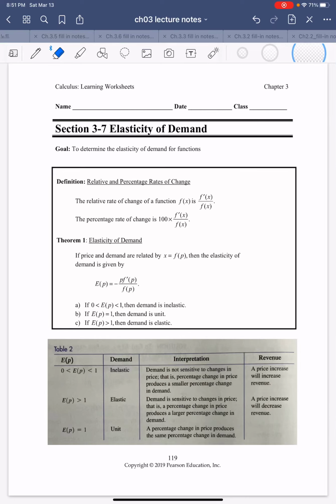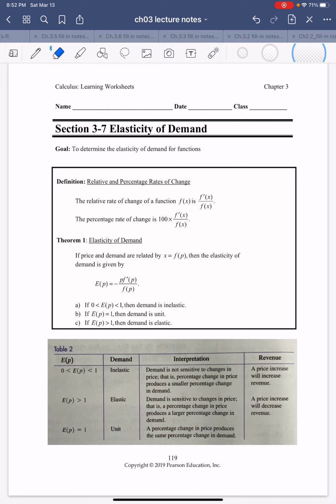In this video, we are going to go over section 3.7, elasticity of demand. The goal of this section is to determine the elasticity of the demand for the function. Such questions should be asked when you're thinking about the elasticity of demand, like when will a price increase lead to an increase in revenue?